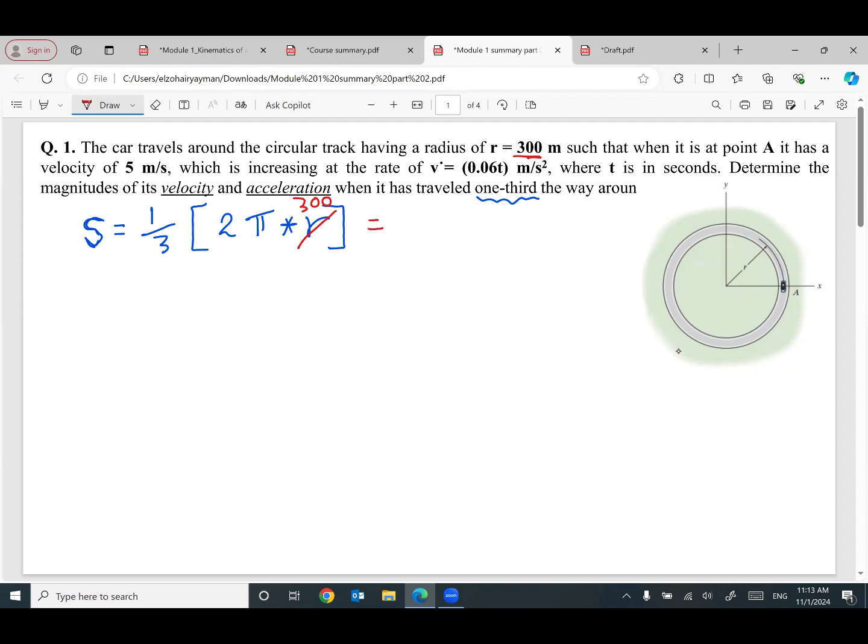So the distance the car will travel will be 628.3 meters. So after this car moved a distance equal to 628.3 meters, at this position, what is the value of the velocity? What is the value of the acceleration? Does that make sense? This is the meaning of determine the magnitude of its velocity and acceleration when it has traveled 1/3 the way around. So this is the first point.